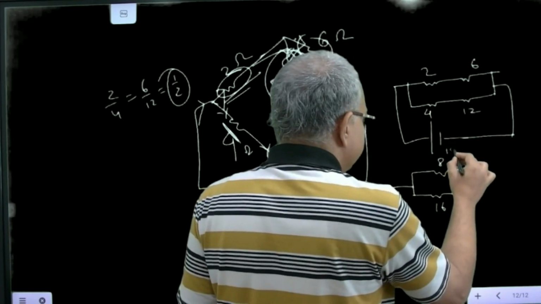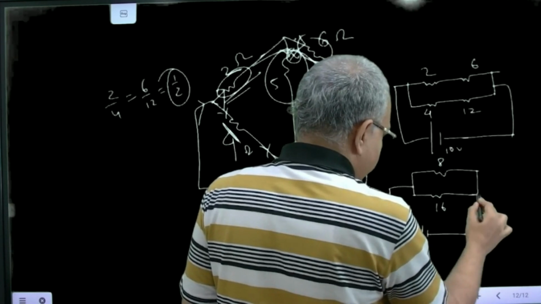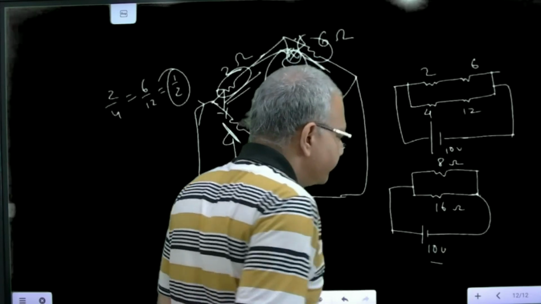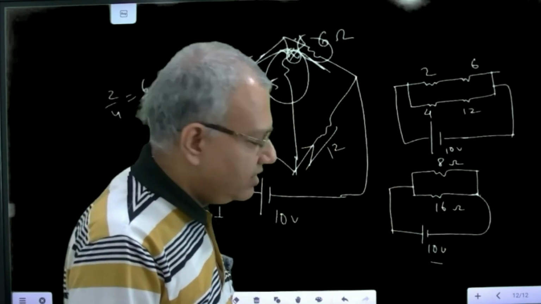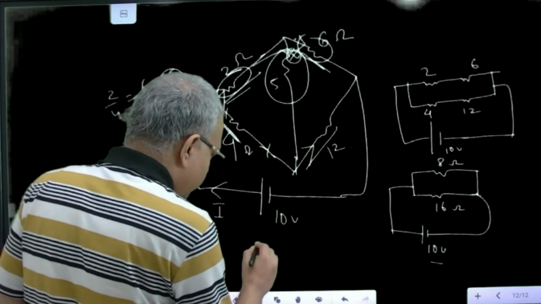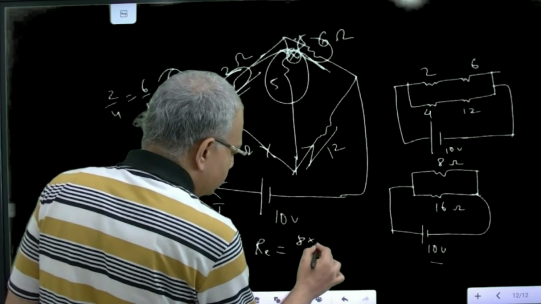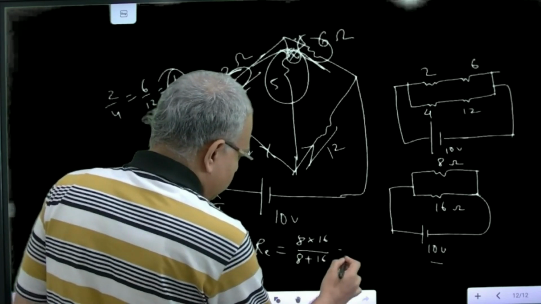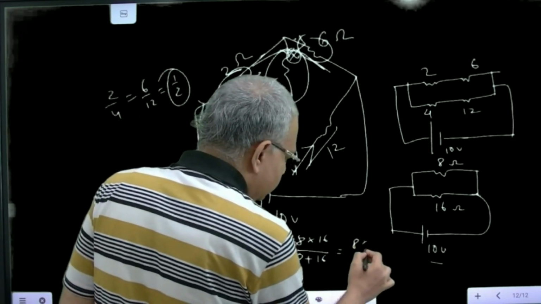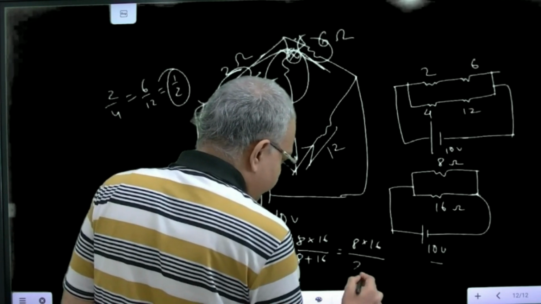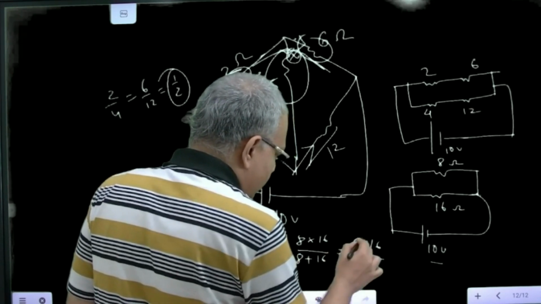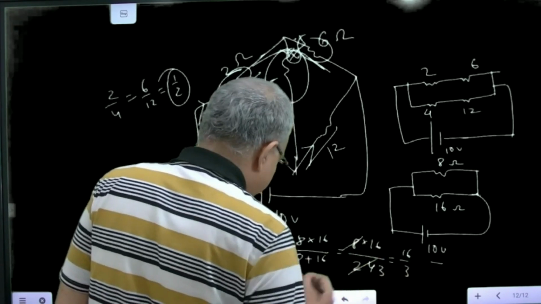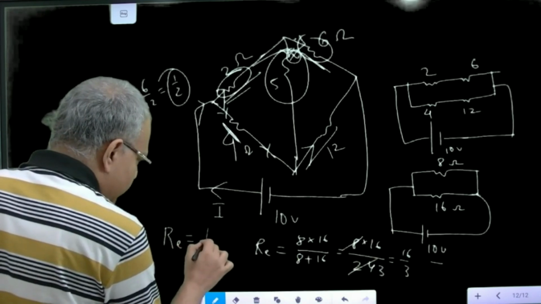The battery is going to have 10 volts. So this 8 and 16 are connected in parallel. Therefore we can have the equivalent resistance equal to 8 into 16 in the numerator, and in the denominator 8 plus 16, which is 24. So what is the result going to be? 8 into 16 divided by 24, cutting 8 from 24 gives 3, so 16 by 3. The equivalent resistance comes to 16 by 3.